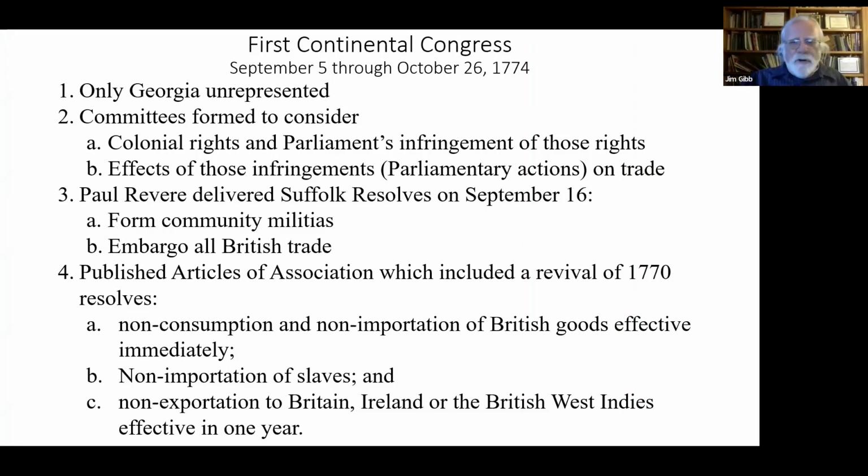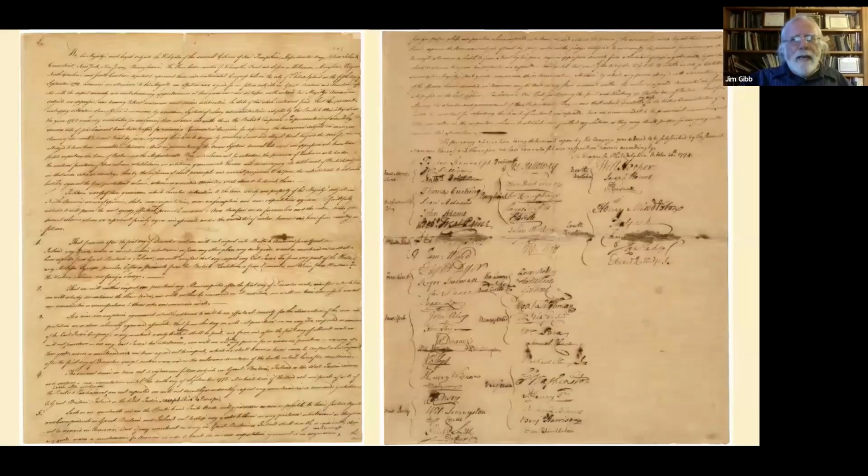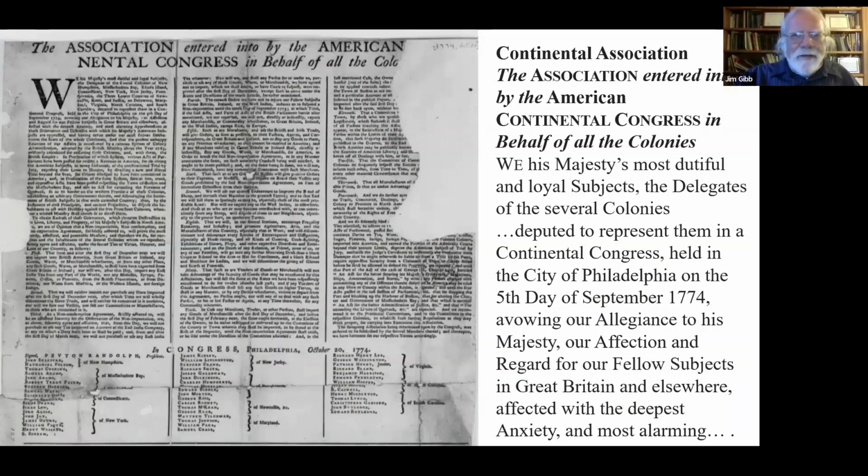So anyway, they published these articles of association, and this is what they look like. Can you all read that? And those are all the signatures on the right-hand side, but it was engrossed, and you can't read that either, it's too small. But I got the first paragraph there I want to read to you because it tells you about where these folks were in terms of the British government.